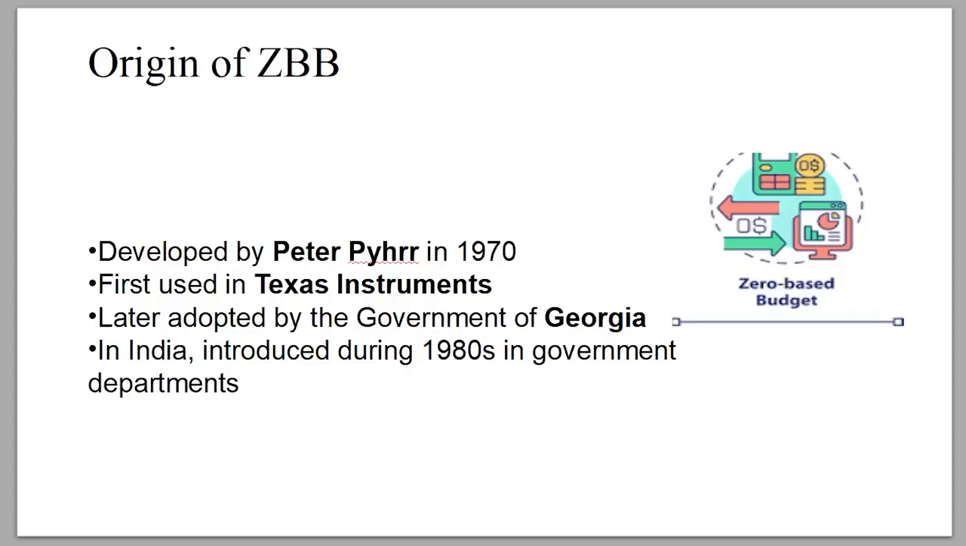This concept was developed by Peter Pyhrr in the 1970s. It was first used in Texas Instruments. Later, it was adopted by the government of Georgia in the United States. In India, zero-based budgeting was introduced in 1986 in government departments. The main aim is to control unnecessary public expenditure.